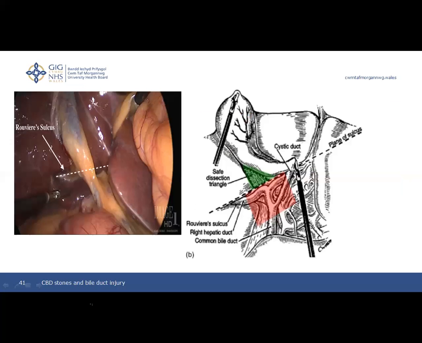The next thing is the Rouviere's sulcus. When we do a laparoscopic cholecystectomy, the Rouviere's sulcus is the landmark, which is the sulcus found on the right side of the right lobe of the liver, where the dissection has to happen superior to the Rouviere's sulcus and not inferior to it. When we go inferior to the Rouviere's sulcus, there is a chance of injury to the major blood vessels, especially the hepatic artery, and this can cause a vessel injury rather than a common bile duct injury. But still, it's very important to know that.